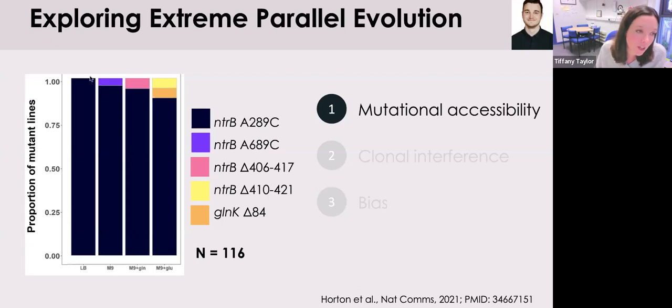Again, each color corresponds to a different mutation, and we're looking across LB and M9, so the high and the low nutrient environments, but also with the addition of glutamine or glutamate. And again, what we found is that NtrB A289C dominated across all these different environments. It was robust across all of them. We did find that there were other alternative mutations uncovered, but they're just more rare. So we could reject the hypothesis that it was just to do with mutational accessibility, and there seemed to be something else going on that was really biasing the adaptive outcome to favor this single mutation.